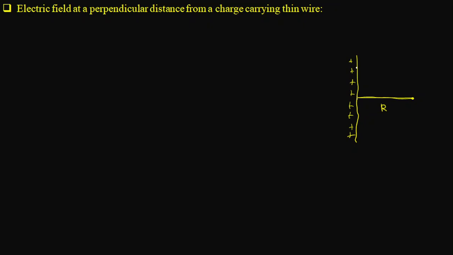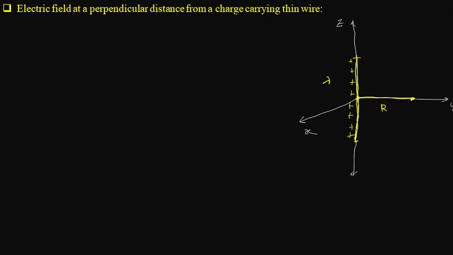Let's assume that the wire is lying along the z-axis. So this is the z-axis, this is the y-axis, and this is the x-axis. Charge is distributed from here to here over this length, and charge per unit length is lambda. Consider one point on the y-axis at a distance r.